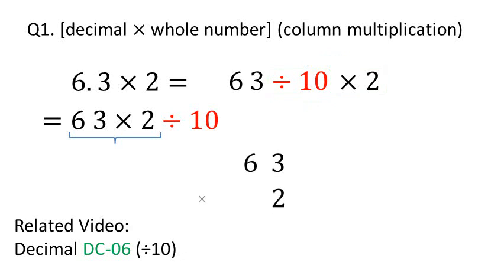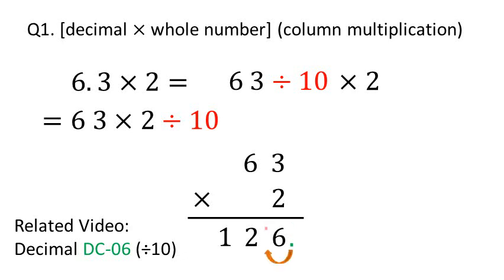Let's calculate this by column multiplication. 3 times 2 becomes 6, and 6 times 2 is 12. Since 126 is a whole number, we can place a decimal point at the right end. Then, we just move the decimal point one place to the left. So the answer is 12.6.